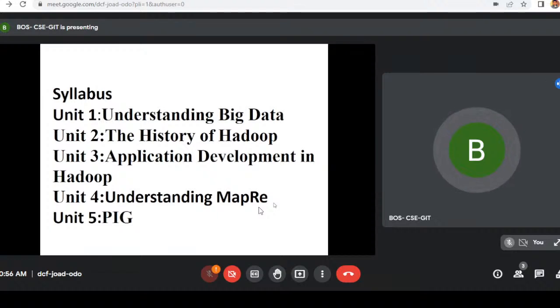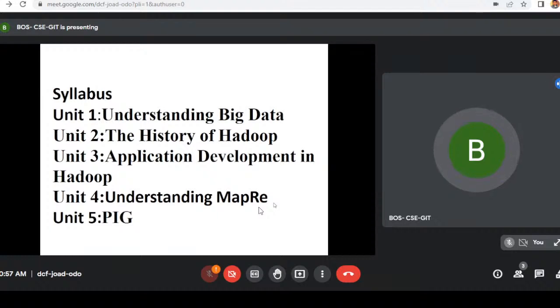Then there are some different tools which are used in Hadoop, like Pig, MapReduce, and others. Those tools and their applications you are going to study in unit 3. Unit 4 is understanding MapReduce. What is MapReduce? It is a programming or processing tool which is used for big data. In unit 5 you are going to understand Pig. Pig is also one of the tools used for processing and managing big data. So these are the 5 units you are going to study.